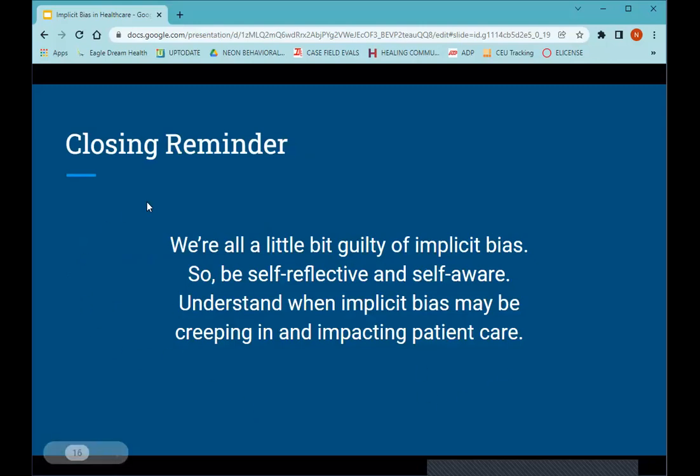So this is, I think, what we were talking about. We're all guilty of implicit bias. Nobody is immune. And we want to understand how it creeps in and impacts patient care so that we can do better.